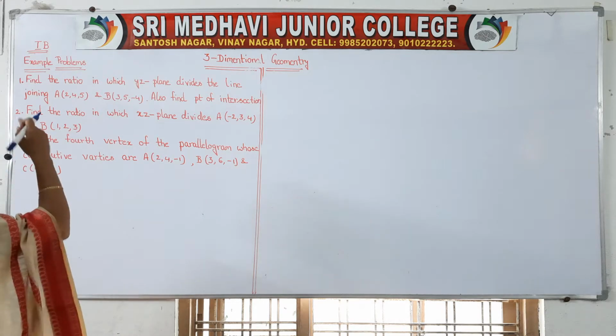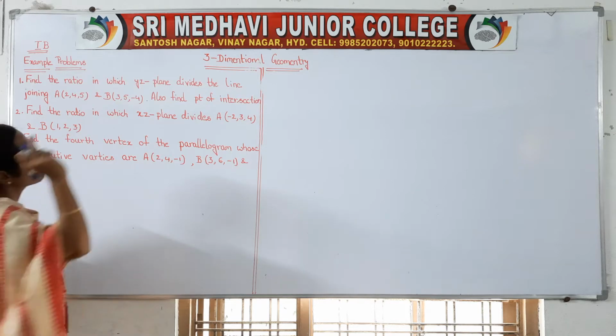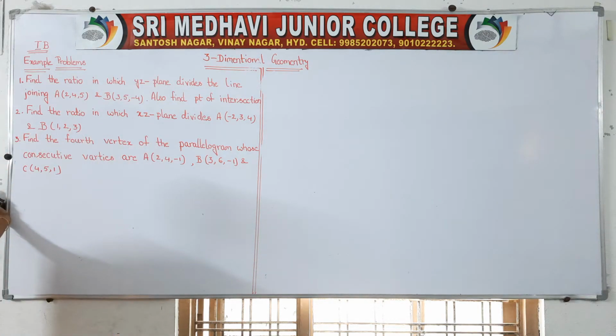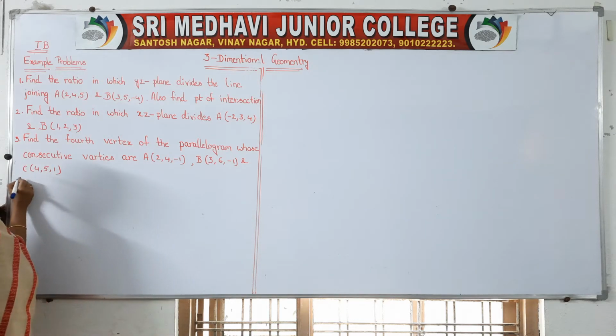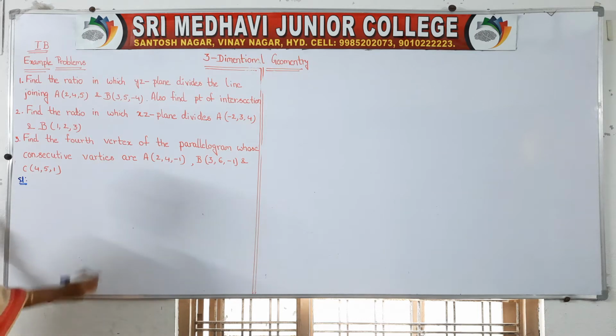Okay, so come on, what is this? Find the ratio in which YZ plane divides the line joining AB, right? Also find the point of intersection. Okay, so YZ plane divides the line joining AB. At what ratio we have to find? So, solution. First, what are the given points to you, right?